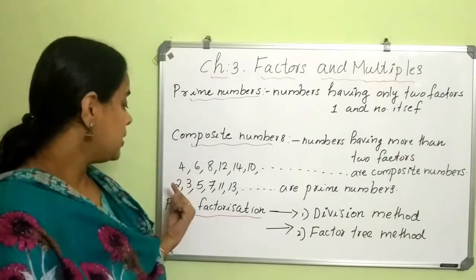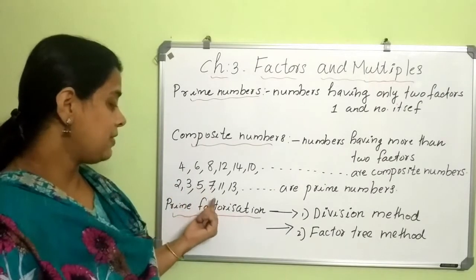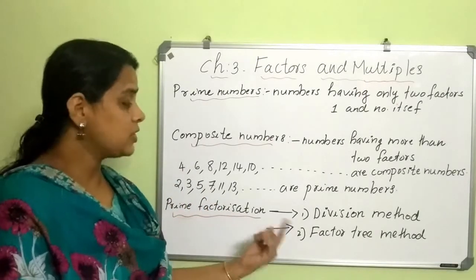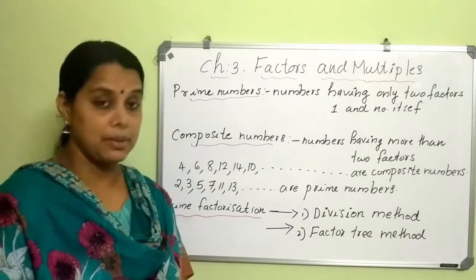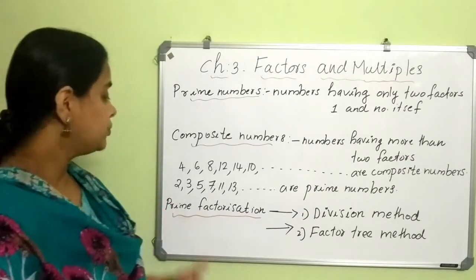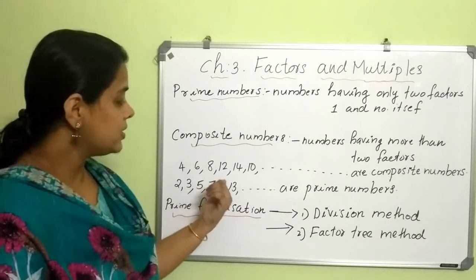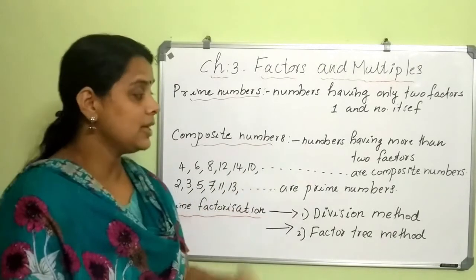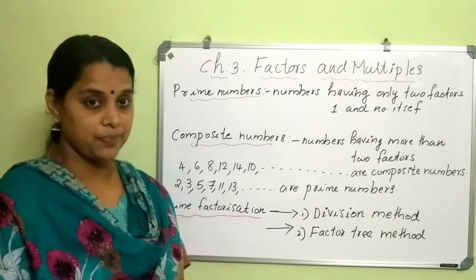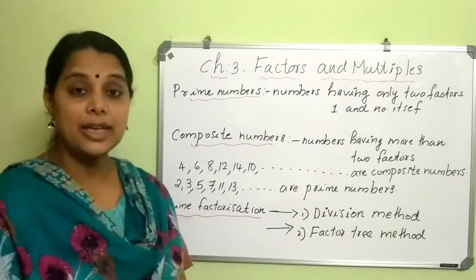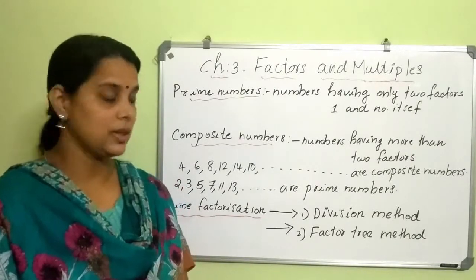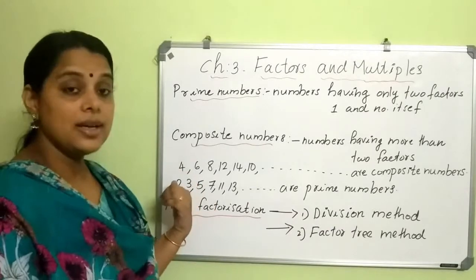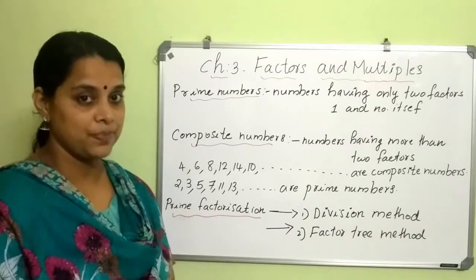See here, 2, 3, 5, 7, 11, 13 and so on are the prime numbers. And 4, 6, 8, 10, 12, 14 are the composite numbers. 1 is neither prime nor composite. 2 is the least prime number.